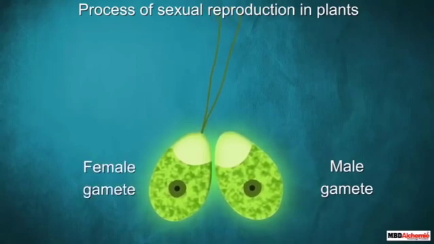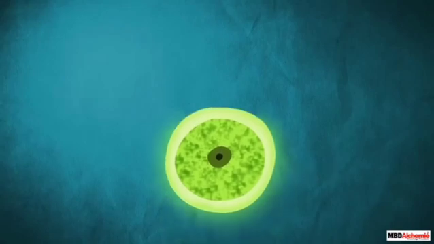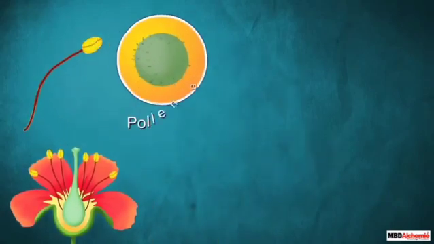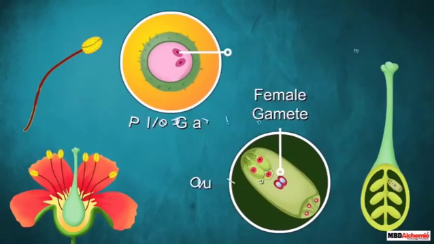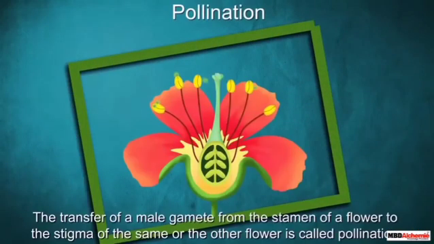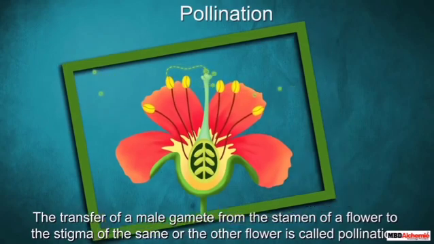Sexual reproduction takes place when a male gamete fuses with a female gamete, thereby forming a zygote. Now, for that, the male gametes have to reach the female gamete. First, the pollen grain from the male gamete is transferred from the stamen of the flower to the stigma of the same flower or the other flower. This process is known as pollination.